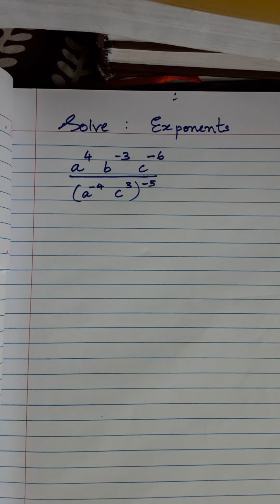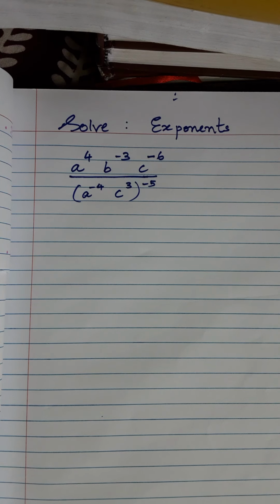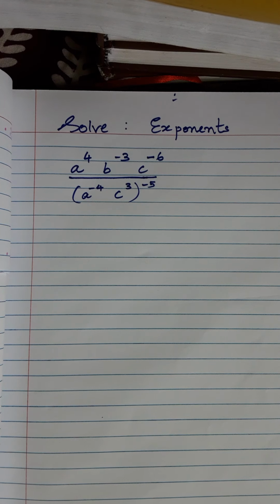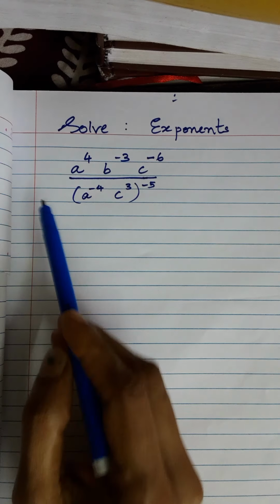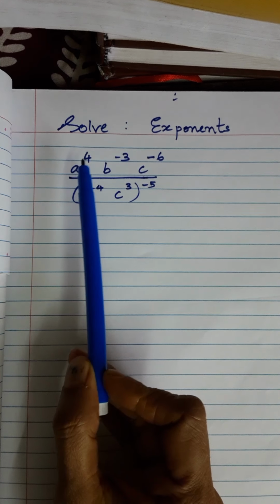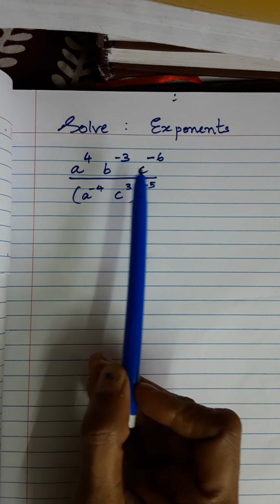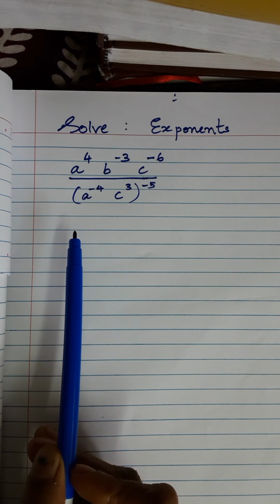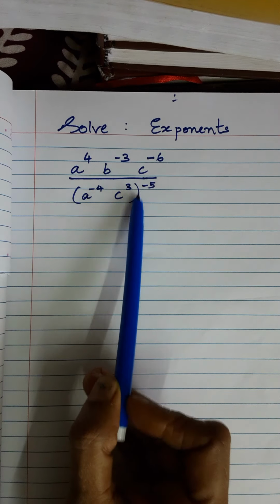In today's session, I'm going to solve another exponent problem. And simultaneously, while solving, I'll explain what laws are to be applied to solve this problem. So let's get started. The given question is a to the power 4, b to the power minus 3, c to the power minus 6 divided by a to the power minus 4, c to the power 3, and for this whole thing to the power minus 5. So let's solve now.